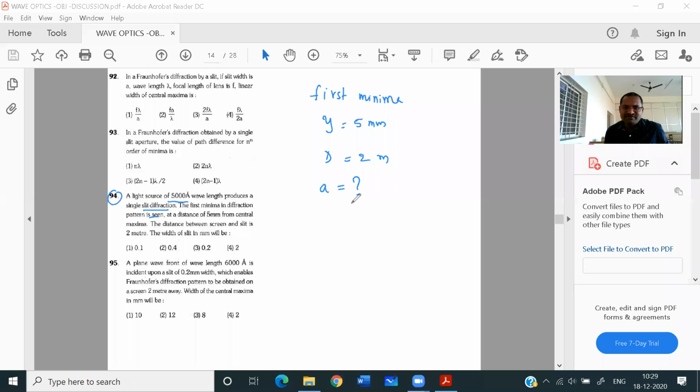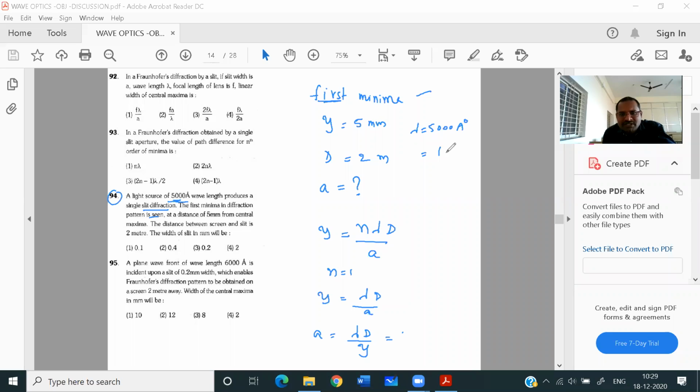So the formula for nth minima is y is equal to n lambda D by a, where a is the slit width. They are asking for first minima, means n is equal to 1. So y is equal to lambda D by a, and a is equal to lambda D by y. Now replace these values. Lambda value is given as 5000 angstrom.